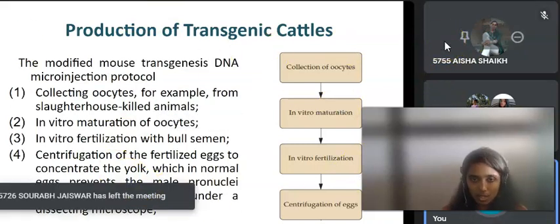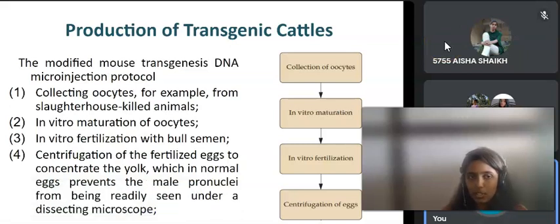So as we see, the steps are, first is collection of oocytes, that is we will collect the eggs from the dead animal. It could be collected from the live animal also, just that it is one more way of collecting. If they are collected from slaughterhouses, it's very easy because people do eat cow, we don't, but they do. And then we can have eggs from the slaughterhouse. Then the next is we will mature it in the lab and fertilize it in the lab, artificially, and then the next step is we will centrifuge the egg to concentrate the yolk.